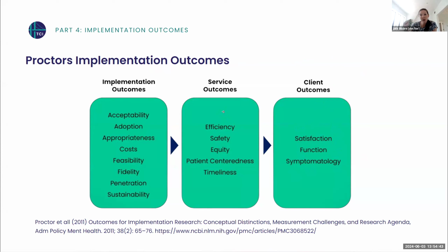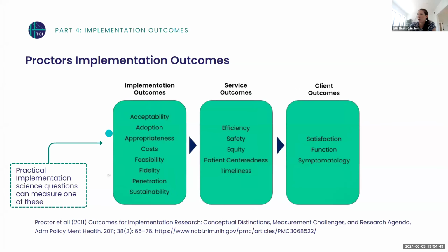And the implementation questions that we're asking, so this right here is implementation questions, are things like: is what we're doing acceptable? Are people adopting it? Is it appropriate? What are the costs? Is it feasible? Are people having fidelity to it? They call it penetration. I like reach. So is it reaching people that it's intending to reach?